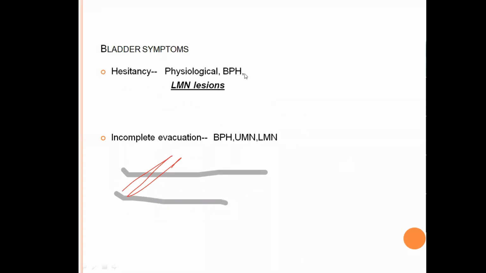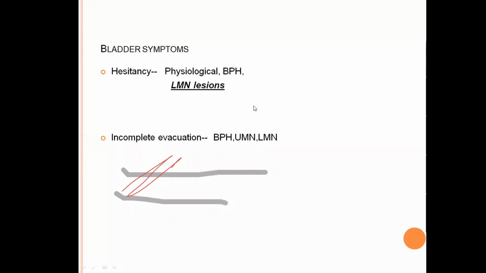If you look at the lower motor neuron lesion, like lower motor neuron in the skeletal system, where it is hypotonic and hyporeflexic, similarly, the bladder also is hypotonic and hyporeflexic. With the result, the bladder contraction is very weak. So when the bladder contraction is weak, the person who goes to the washroom, the urine hesitates to come because the contraction is not powerful enough. He has to wait for some time for the bladder to contract. And even if it contracts, there may be incomplete evacuation.